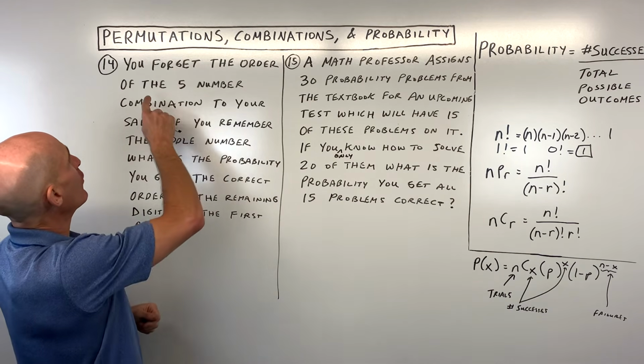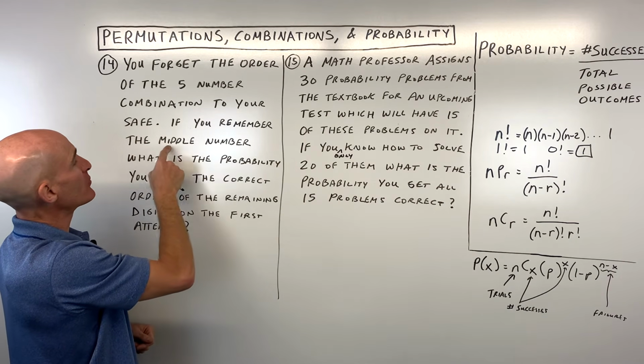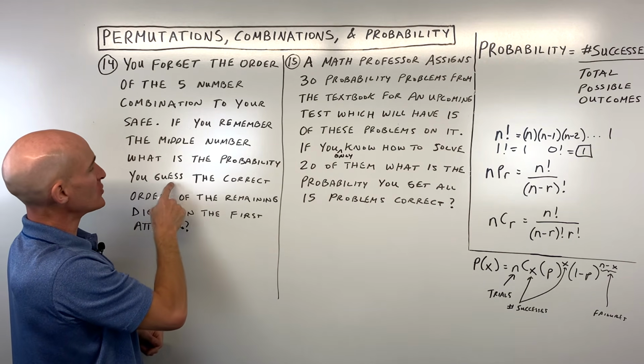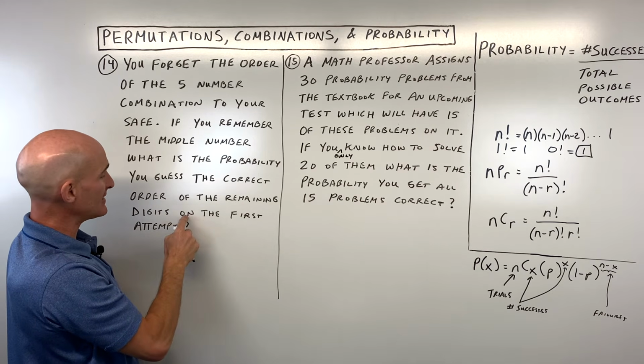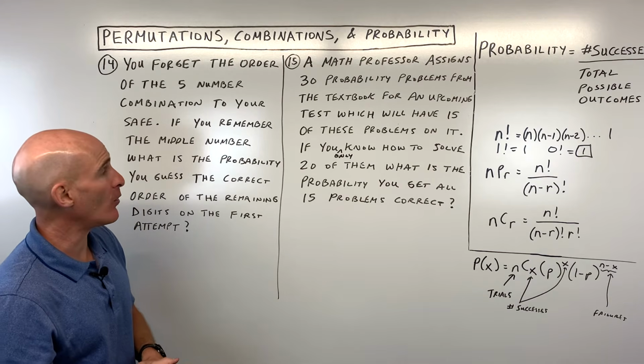It says you forget the order of the 5-number combination to your safe. If you remember the middle number, what is the probability that you guess the correct order of the remaining digits on the first attempt? Okay, that's interesting. So what do you think for that one?